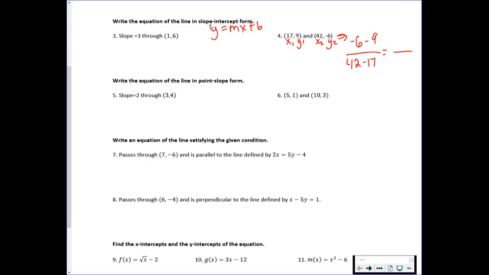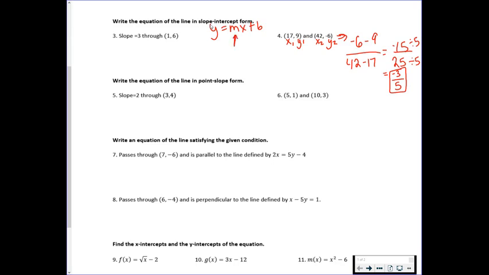You can use a calculator if you need to. -6 minus 9 is -15, and 42 minus 17 is positive 25. But you can reduce this, dividing both by 5. -3 is on top, and 5 is at the bottom. So that is my slope, which is great.